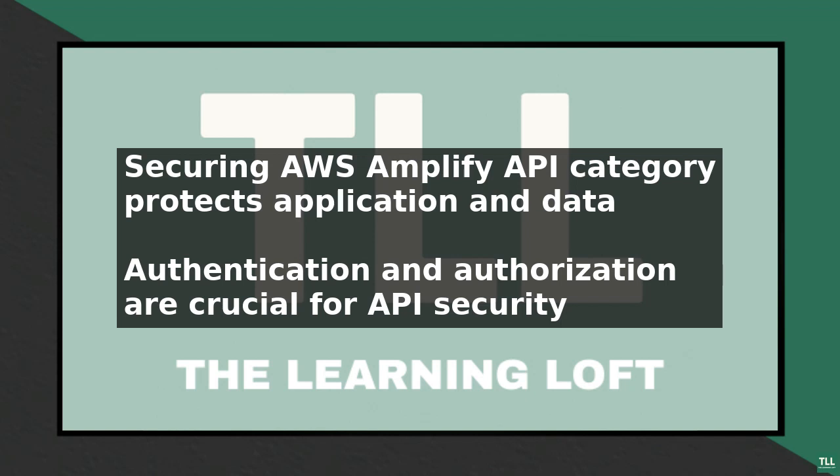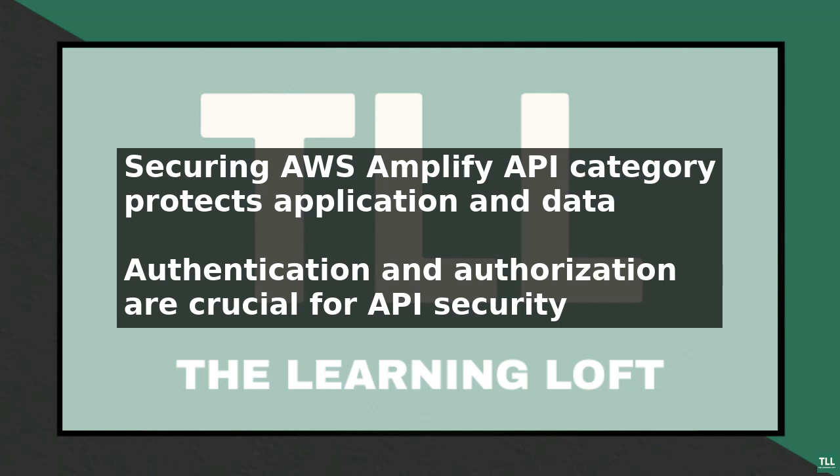Authentication is the process of verifying the identity of users, while authorization is the process of determining what actions users can perform. AWS Amplify provides built-in support for authentication and authorization using Amazon Cognito and AWS IAM.